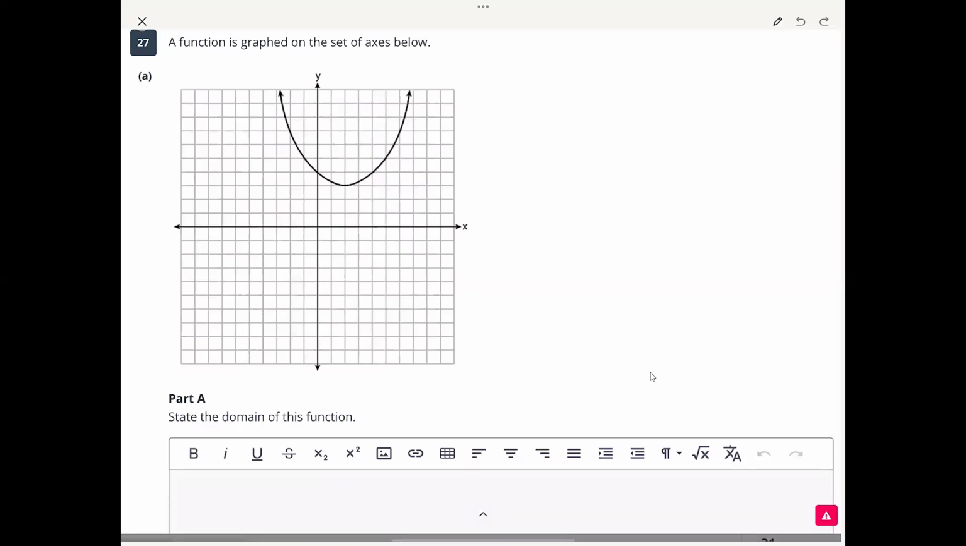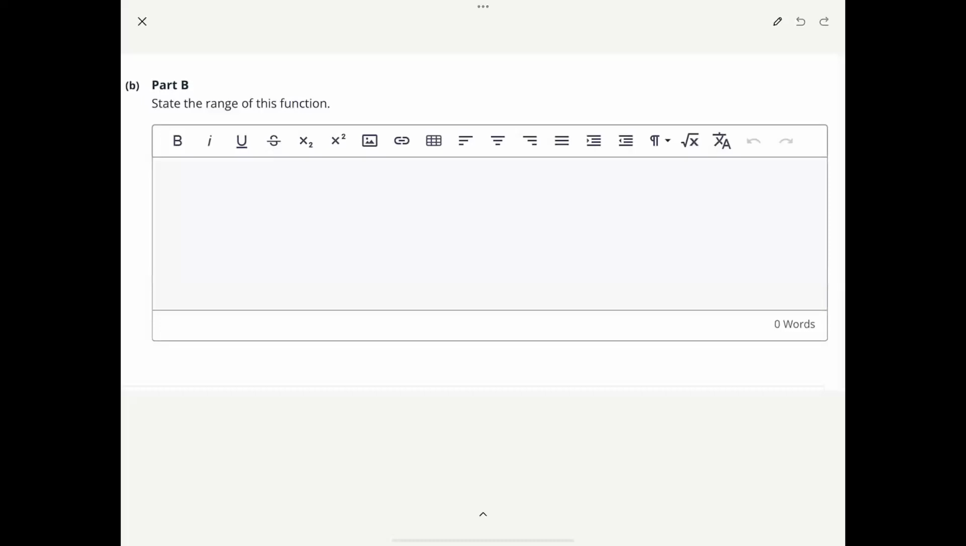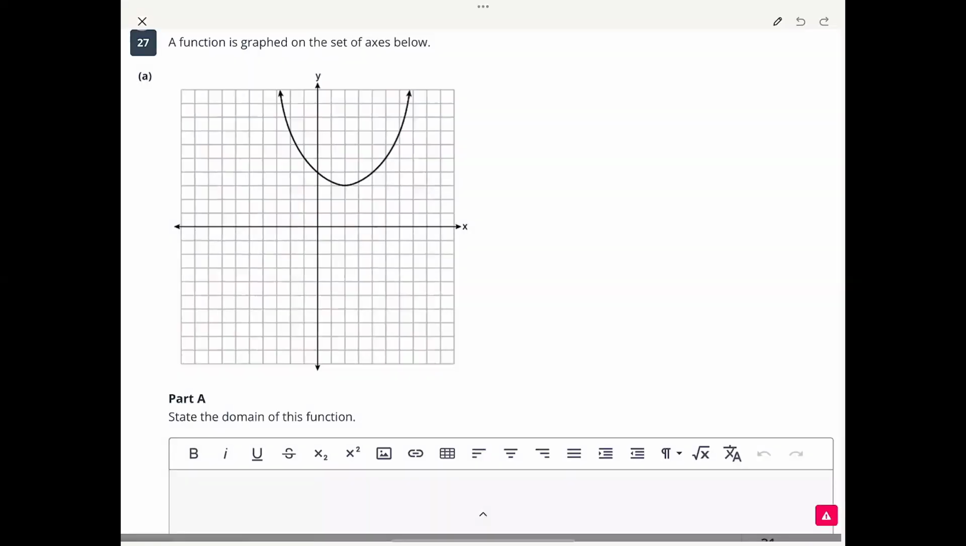Hey guys, this is question 27 from the first quarter benchmark. Basically, it's a domain, range question. They've given us a function. It kind of looks like a quadratic, and they want us to find the domain. Actually, there's two parts here. It's domain and range. So we're going to do the domain part first.